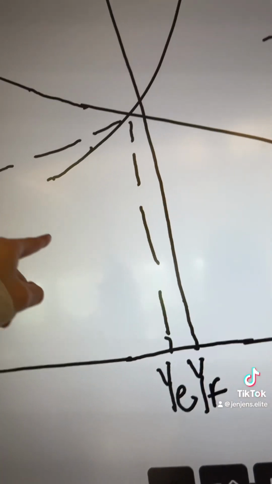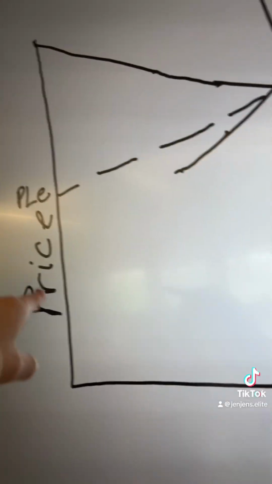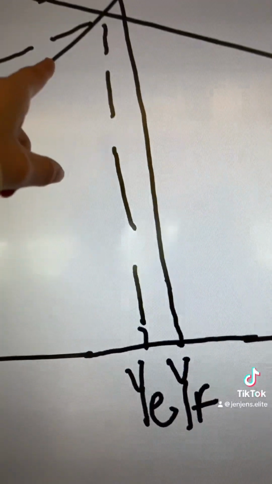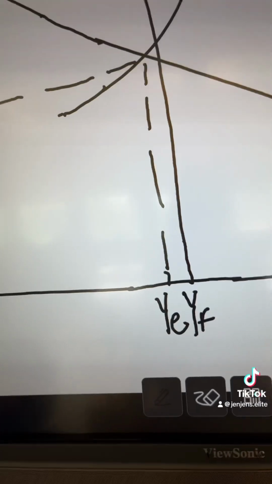Okay, this is our current equilibrium, which shows the YE and the PLE. It has shown that our price level has gone up and our real GDP has gone down, which on the Phillips curve is when inflation goes up and the rate of unemployment goes down.